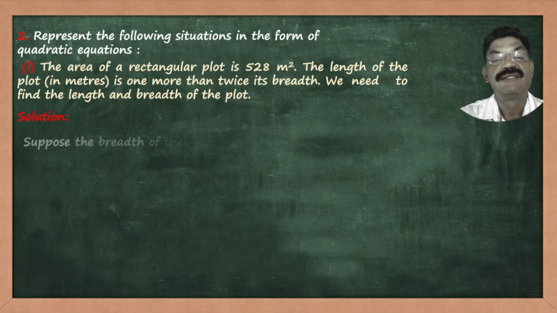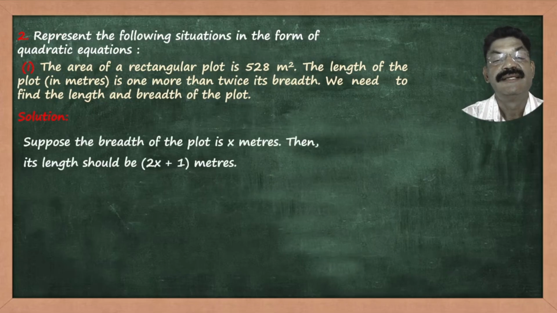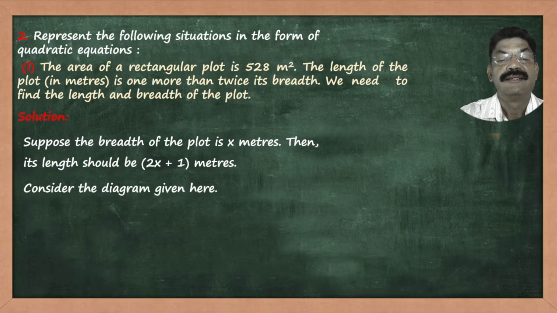So, in a similar way, I take x as the breadth of the plot. So automatically the length should be 2x plus 1 because it is 1 meter more than twice its breadth. Twice its breadth is 2x, 1 meter more, therefore it is 2x plus 1. Now, the diagram.